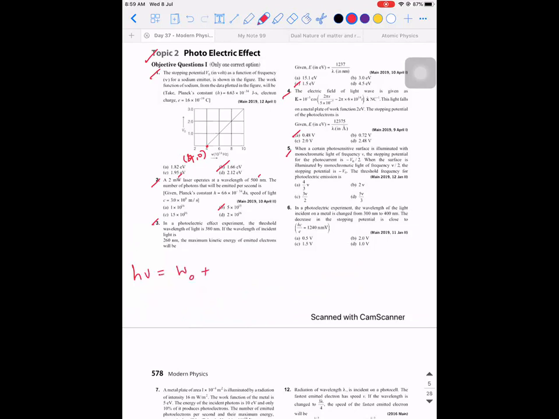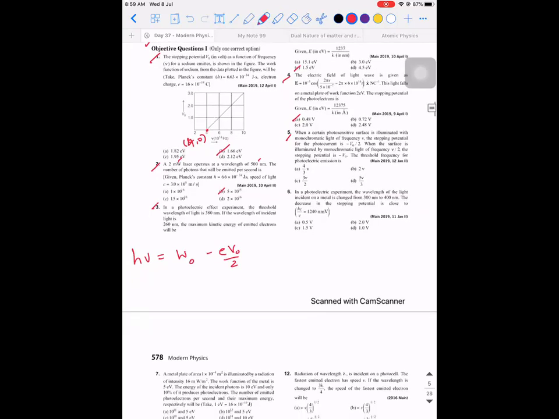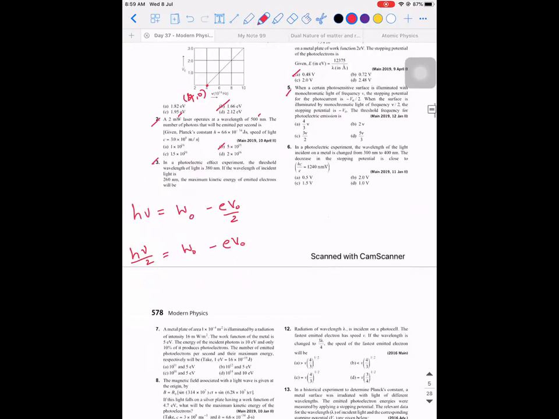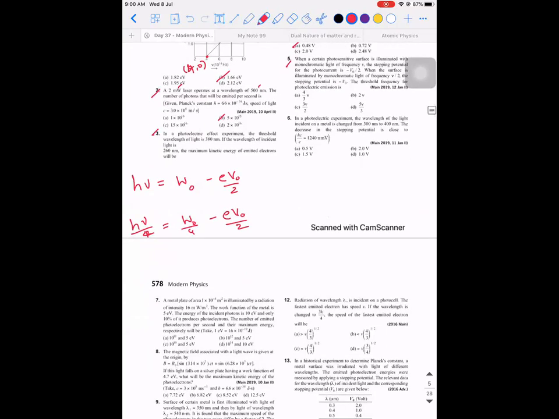W naught, and the surface is, so h nu by 2 will be equal to W naught minus E into V naught. So dividing with 2 on both the sides and subtracting both the expressions, you get 3h nu by 4 is equal to 3/4 into W naught.